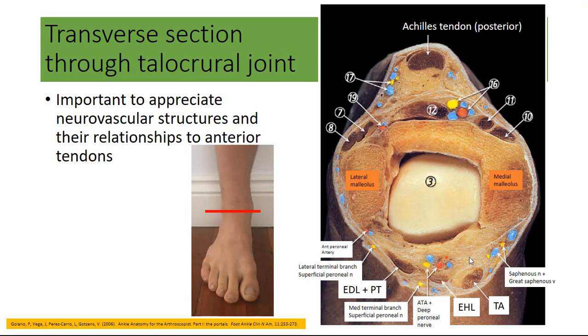If we look through the talocrural joint, we can see the lateral malleolus, the medial malleolus, and this is the talar trochlear surface of the talus. And then this is posterior and this is anterior. It's really important anteriorly for us to appreciate all of these structures, and we'll go through these in this presentation.